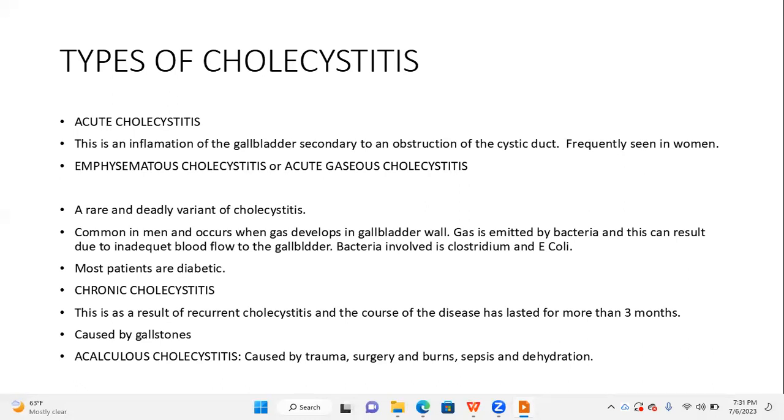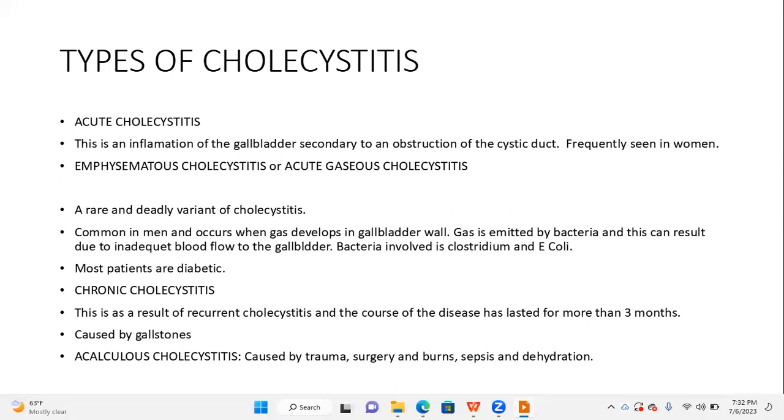Then emphysematous cholecystitis, or acute gaseous cholecystitis, is a rare and deadly variant of cholecystitis. It's common in men and occurs when gas develops in the gallbladder wall. This gas is emitted by bacteria, and this can result from inadequate blood flow to the gallbladder. The bacteria involved in emphysematous cholecystitis are Clostridium and E. coli.